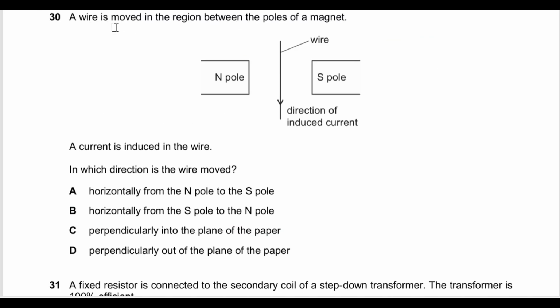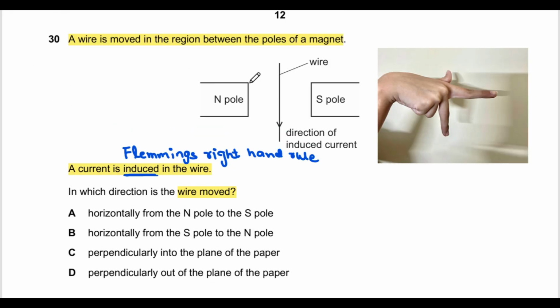Question number 30 says a wire is moved in the region between the poles of a magnet. A current is induced in the wire. In which direction is the wire moved? So for the induced current, we can use Fleming's right hand rule. For this, the direction of magnetic field is from north to south. So I am pointing my forefinger in the direction of magnetic field. The current is downward, so my middle finger is downward, and the direction of my thumb, or force, is into the page. So C is the correct option, which is saying perpendicularly into the page.